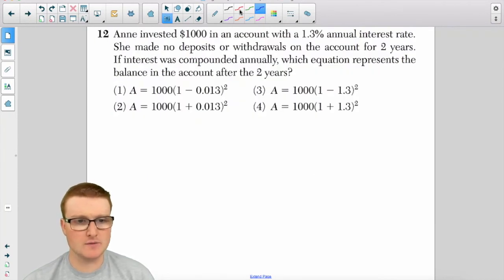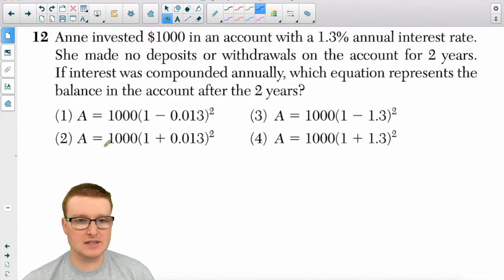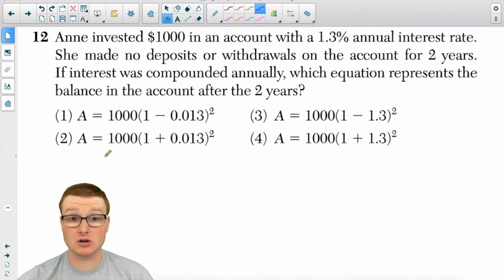Last question, number 12. Anne invested $1,000 in an account with a 1.3% annual interest rate. She made no deposits or withdrawals on the account for 2 years. If interest were compounded annually, which equation represents the balance in the account after the 2 years?